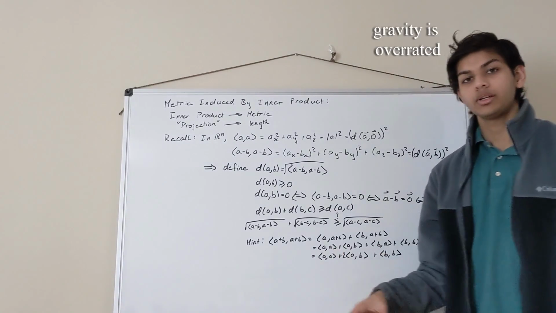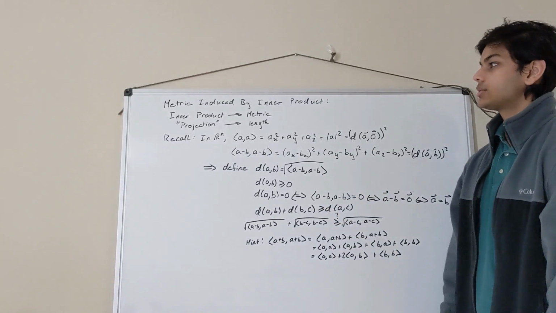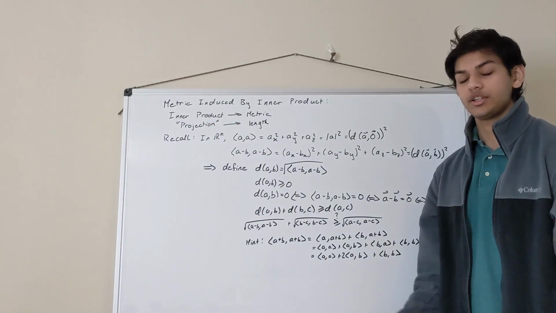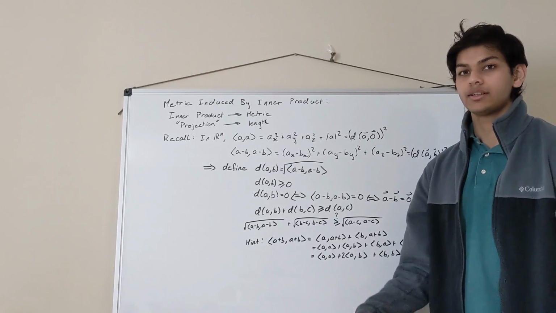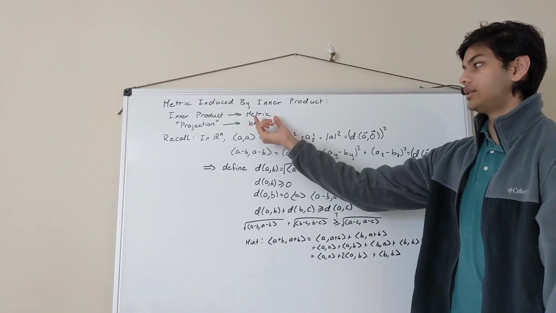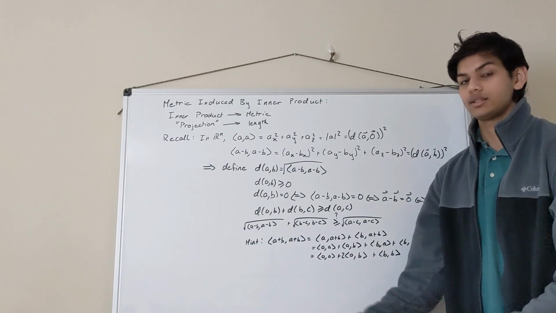Okay, so the last topic I want to introduce in this video is the metric induced by an inner product. So what does this mean? That means that if we have a function, which is our inner product, which acts like a projection, like a function that tells you how much one vector projects onto another vector, from that we can get a different function, which is a metric. So it'll give us a sense of distance.